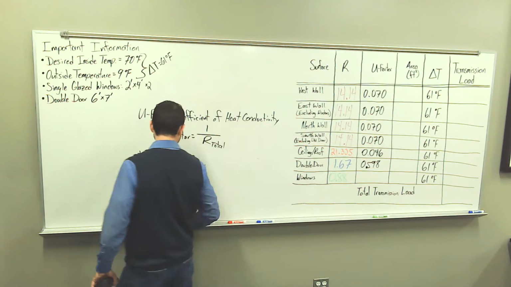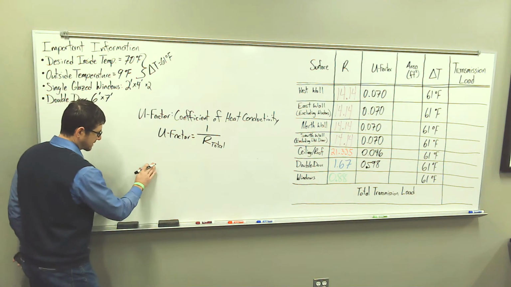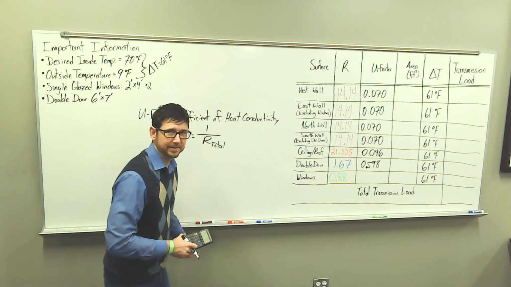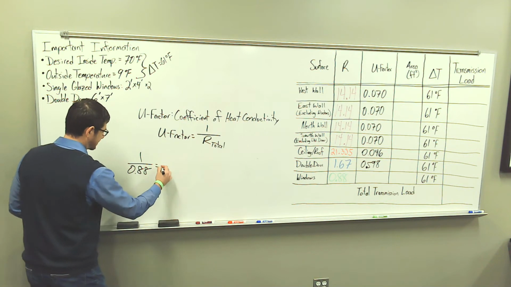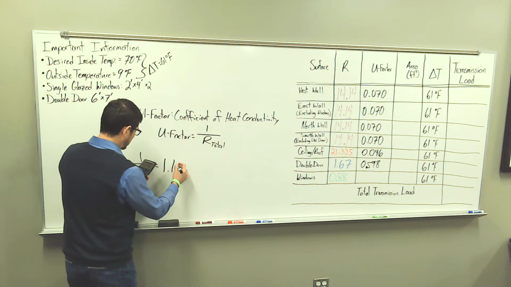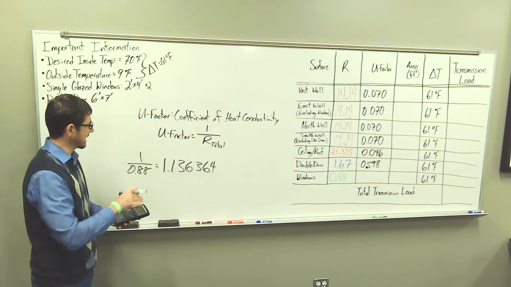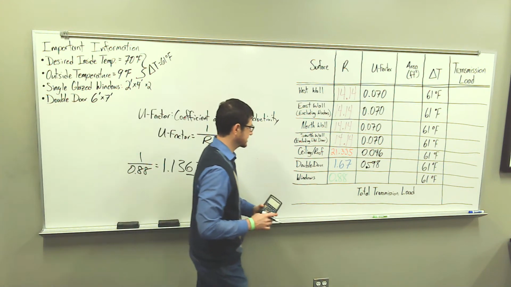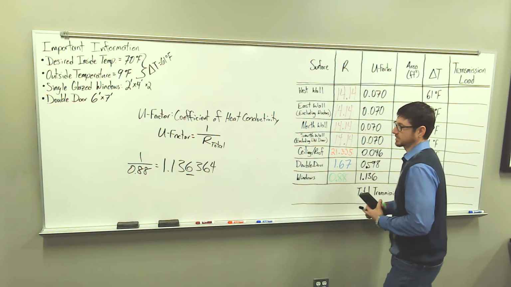And then we have the windows with a very low R value. So we're going to be losing a lot of energy with an R value that low. So we have 1 divided by 0.88. Okay, this is 1.136364, and the value goes on. So we're going to quote it to the thousandths place, 1.136.